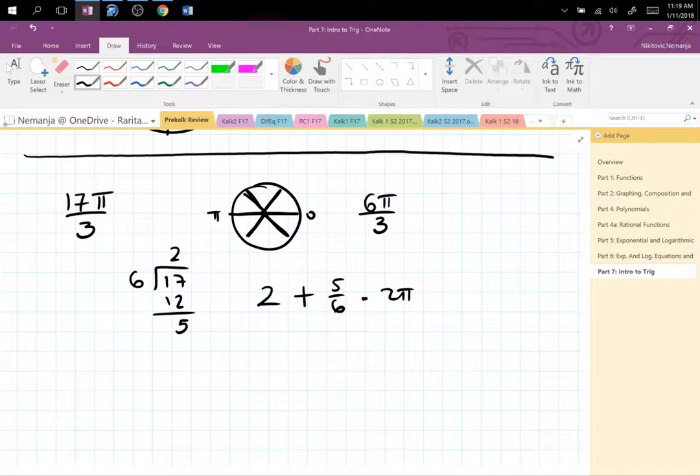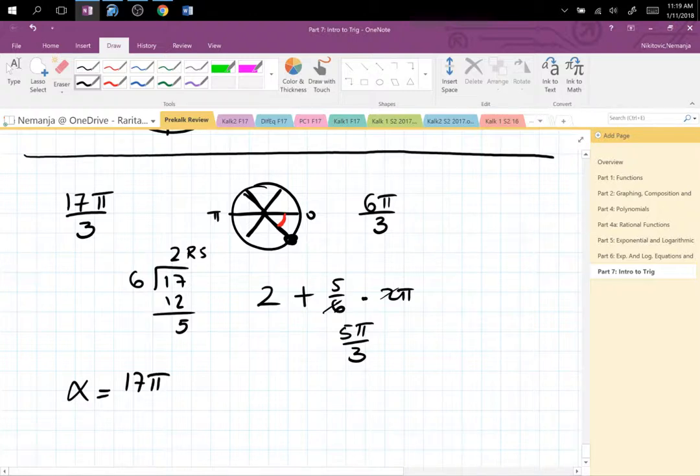Reset. 2 full revolutions plus the remainder is 5 over 6. This is 2R5. Remainder is 5. So 2 full revolutions plus 5/6 of 2 pi. This is where a 6 and a 2 cancel, and we are left with 5 pi over 3, which is this location, which means the reference angle is here. So alpha, 17 pi over 3, reference angle theta is going to be pi over 3, because each pizza slice is pi over 3.